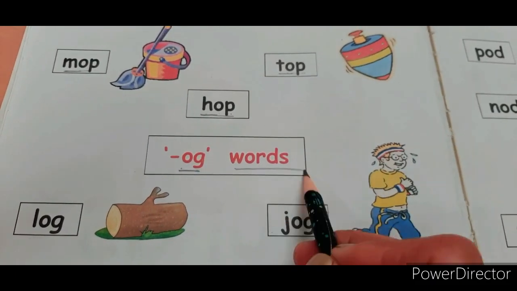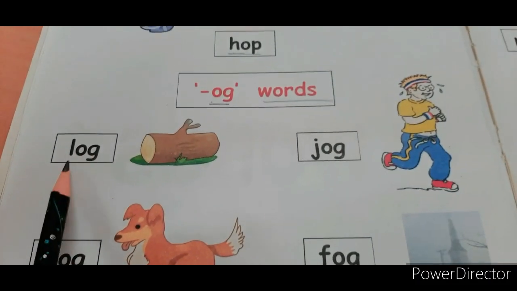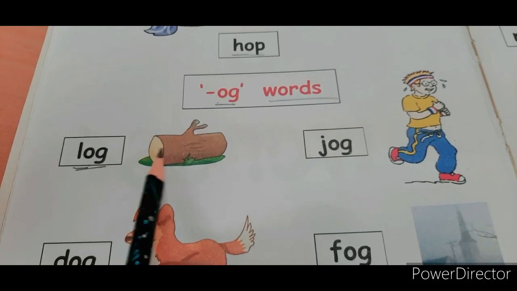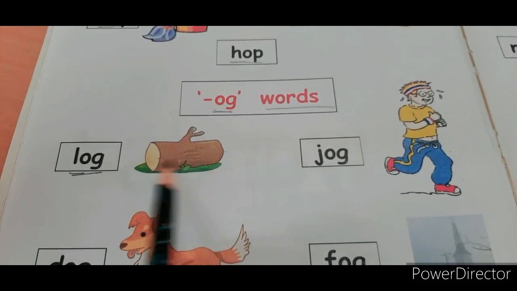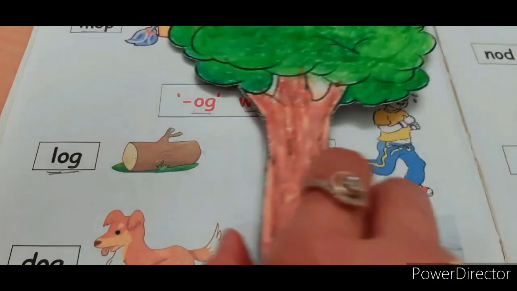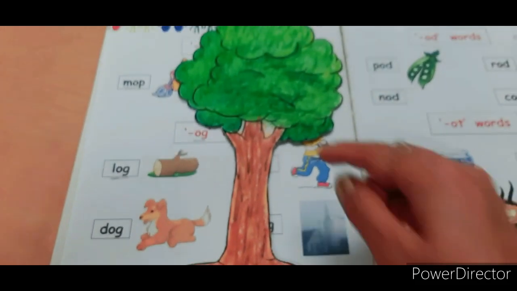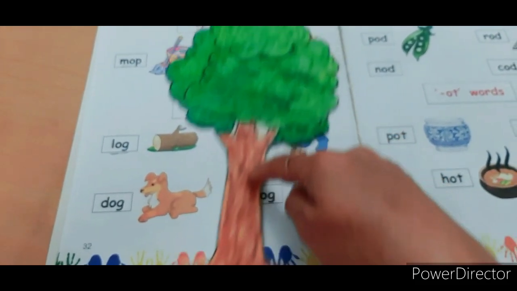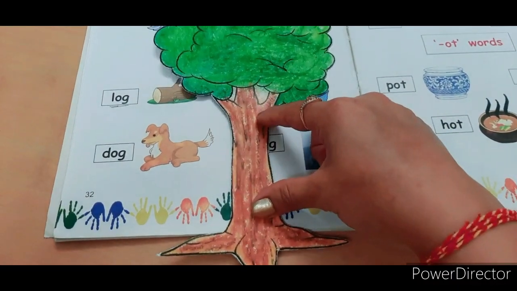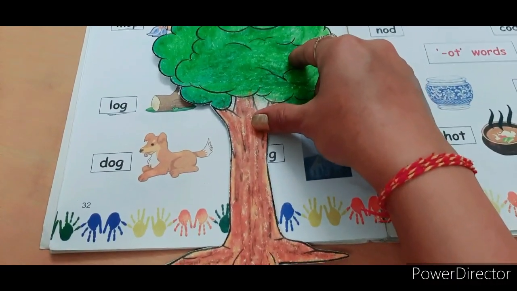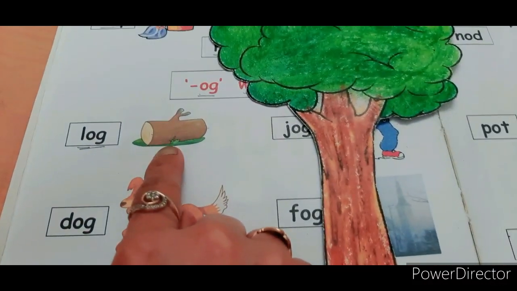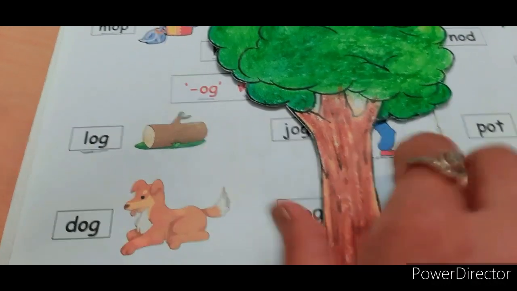Og words. Log. Log means a big thick piece of wood. Look, this is a tree, and this is the trunk of a tree. So when we cut the trunk of a tree or a big branch, we get a big and thick piece of wood like this. This is log.